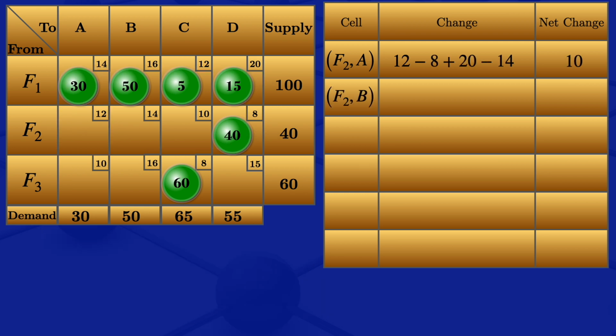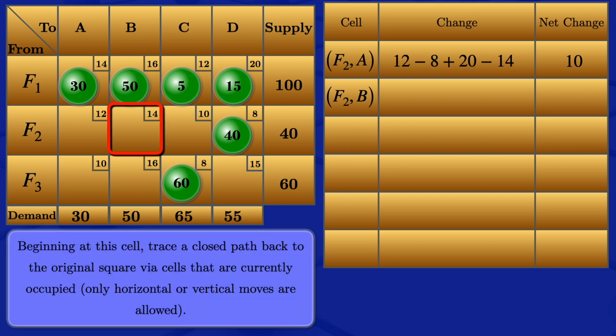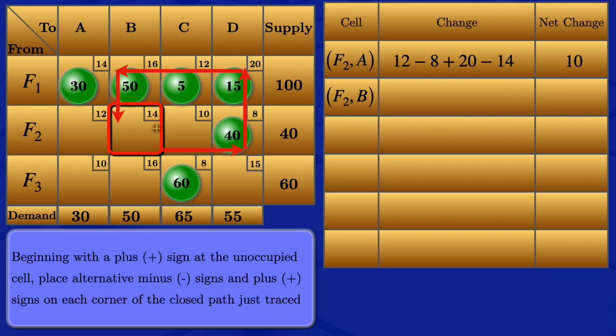Moving on to cell F2B, which is this one, we will trace a closed path from this cell back to the original through the occupied cells. In this case, we'll move horizontally to this cell, vertically to the next cell, horizontally back, and vertically down to the original cell. Begin with a positive sign in this cell, a negative sign here, positive, and negative.